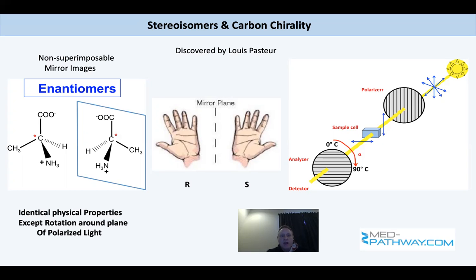Now, these enantiomers are going to have identical physical properties with one important exception that was discovered in the 1800s, and that's how they rotate the plane of polarized light. So let's take a look. Here you have a light source, okay? And it's going off in all 360 degrees, but if you polarize it, you just bring one ray of light in. And here's your sample cell with your compound that's chiral.